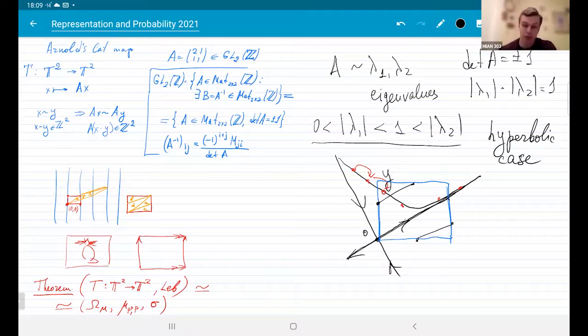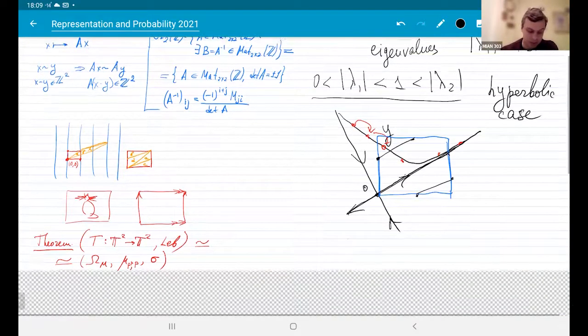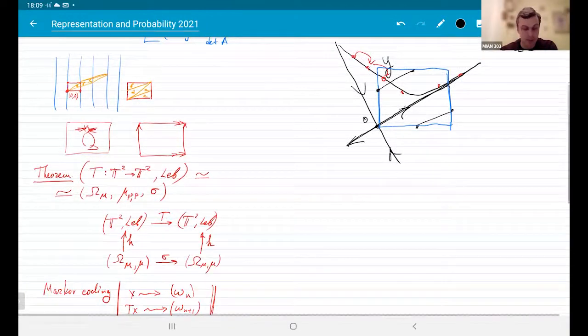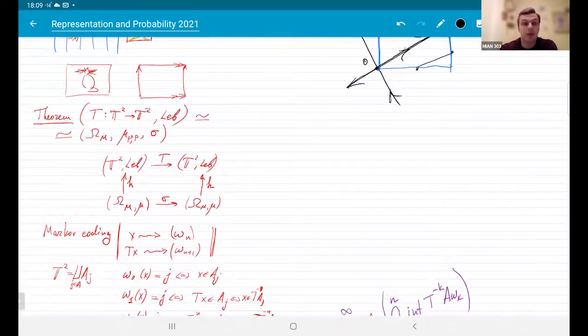Then we have, well, not proven but stated, that this dynamics is more or less the same. I will explain a bit later what is meant by this sort of isomorphism: that this dynamics is the same as the dynamics of a Markov chain, with some appropriately chosen Markov measure on the space of sequences.